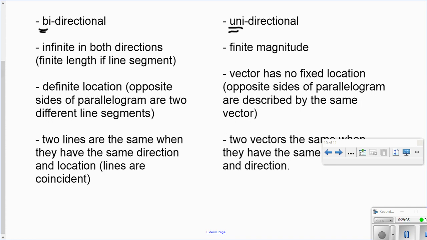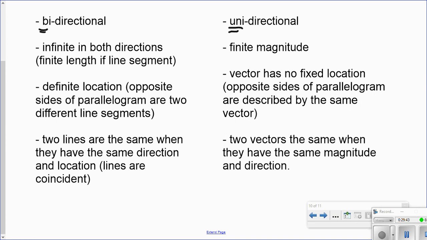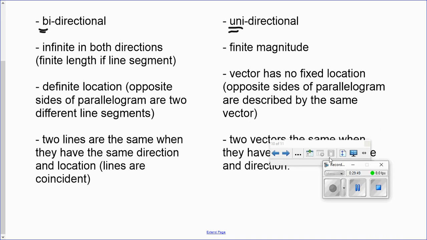Two lines are the same when they have the same direction and location. The lines are coincident. A vector has no fixed location; it can float. Two vectors are the same when they have the same direction and same magnitude. And that's it for this chapter, a good introduction to lines in two space. Good luck with the homework questions.